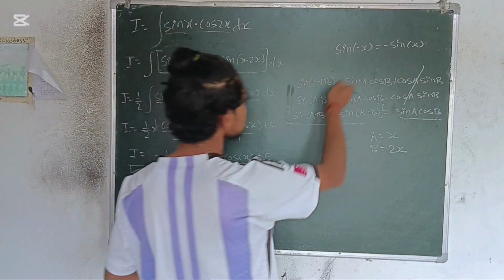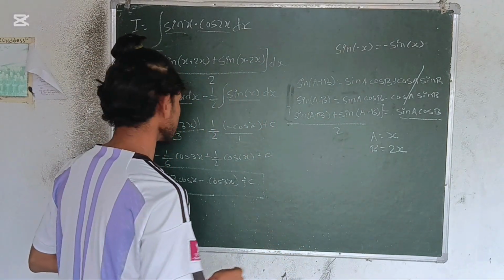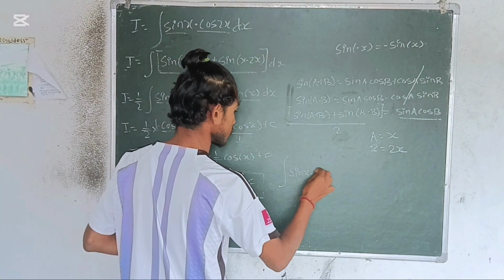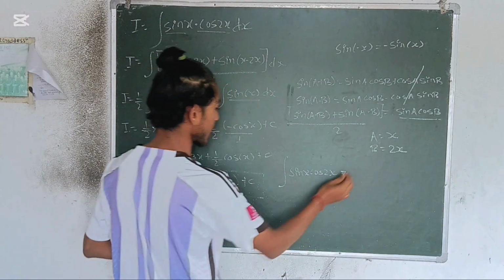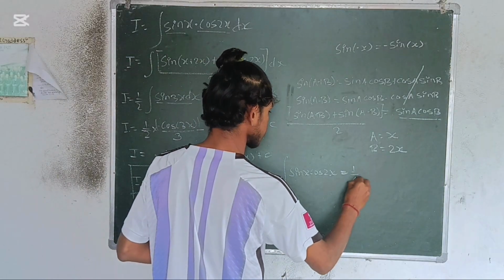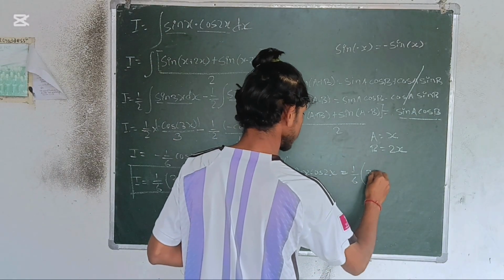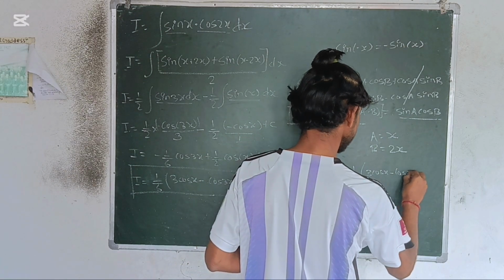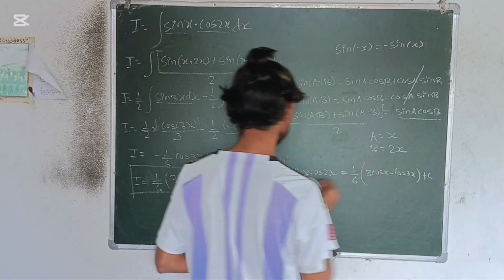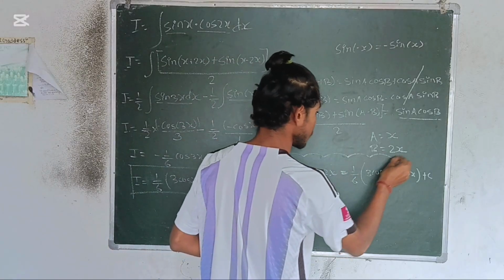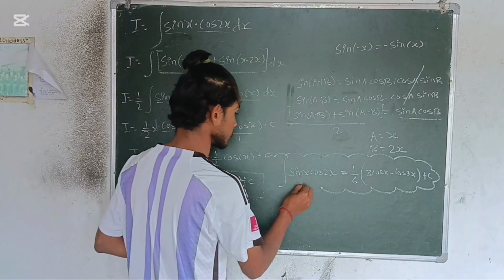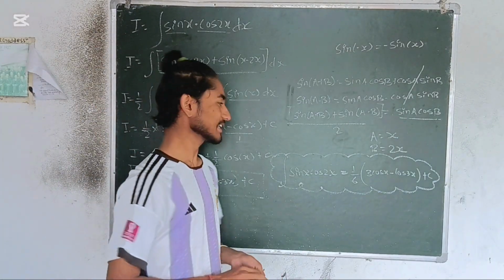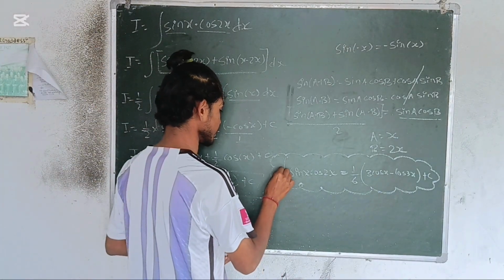I have just manipulated the terms here. Basically, the integration of sine of x cosine of 2x can be written as 1 over 6 times 3 cos x minus cosine of 3x, with some constant c. So this would be our final integral. Isn't this beautiful? It is not beautiful to some of the students, right?